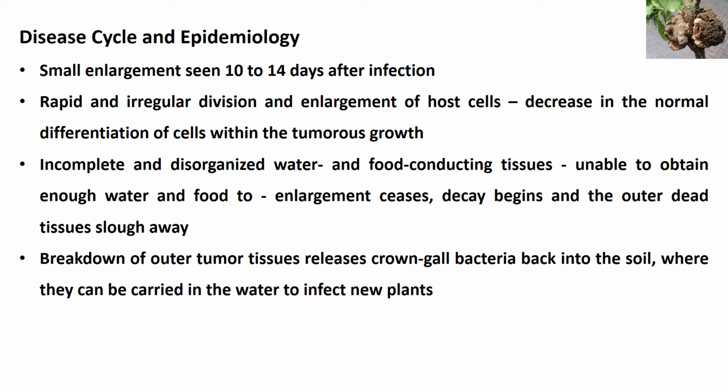A small enlargement in the plant tissue is generally observed 10 to 14 days after infection. There will be rapid and irregular division and enlargement of the host plant cells. Along with this rapid division, there is a decrease in the normal differentiation of cells within the tumorous growth. As a result, there will be incomplete and disorganized water and food conducting tissues. The crown gall tissue will be unable to obtain enough water and nutrients, and as a result, the enlargement ceases. Decay of the tissue begins, and the outer dead tissues start to slough away.